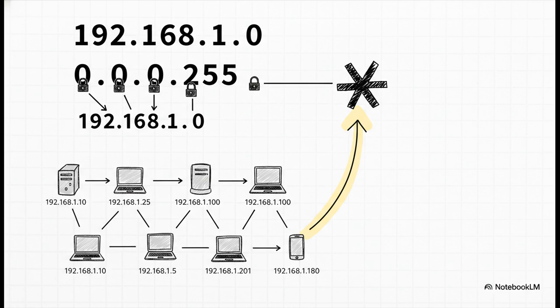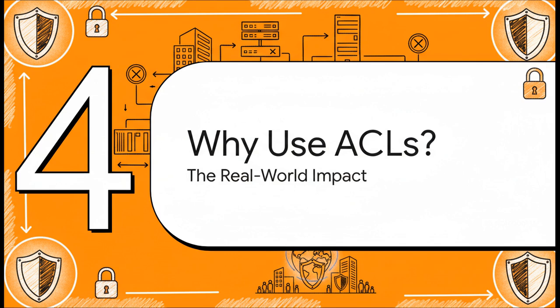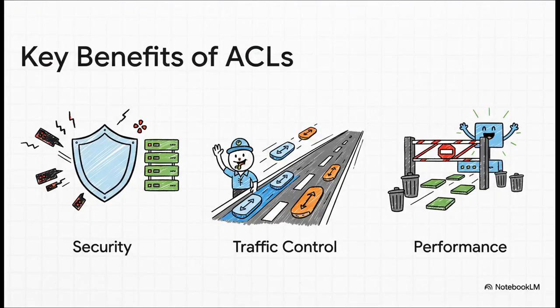That's pretty powerful stuff. Okay, we've gone through some of the technical details, but let's zoom back out for a minute. Why are we going through all of this trouble? Why do we even need these digital bouncers? It really all comes down to the impact they have in the real world. And there are three huge benefits. First and foremost is enhanced security. You can write rules that say things like, only the folks in the accounting department can talk to the financial server. And just like that, everyone else is blocked.